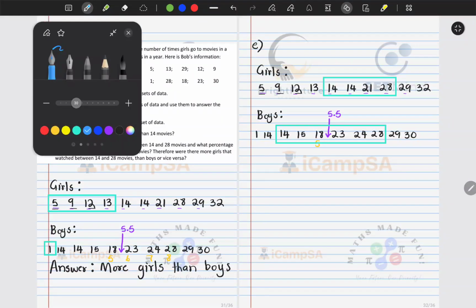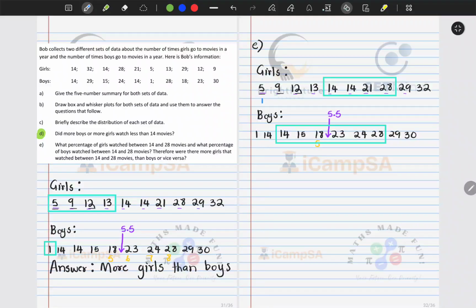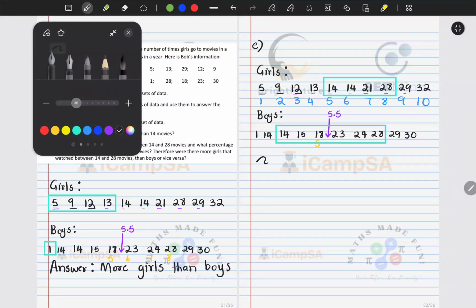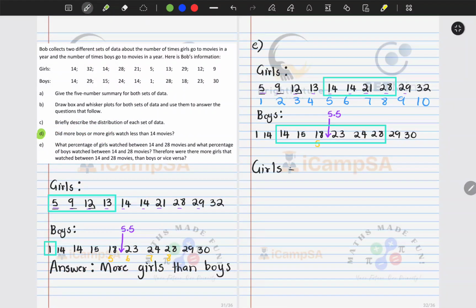Okay, so we now need to figure out between the two which of these watched more. If you observe carefully, what we have here is 1, 2, 3, 4, 5, 6, 7, 8, 9, 10. If you look at girls as an example, you will see that the grouping is made up of 1, 2, 3, 4. So you have 4 over 10, times 100%. So that becomes 40%. So we have 40% of girls who watched between 14 and 28 movies.